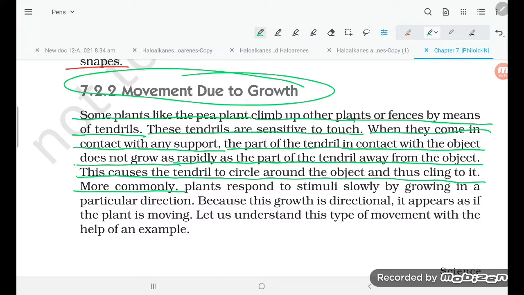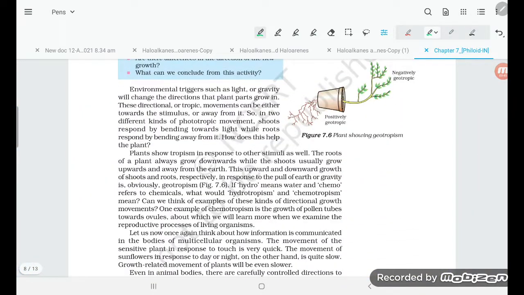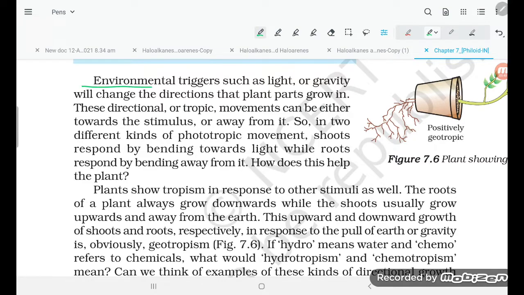More commonly, plants respond to stimuli slowly by growing in a particular direction. Because this growth is directional, it appears as if the plant is moving. Let us understand this type of movement with the help of examples. Environmental triggers such as light or gravity will change the direction that plant parts grow in. The tropic movement can be either towards the stimulus or away from it.